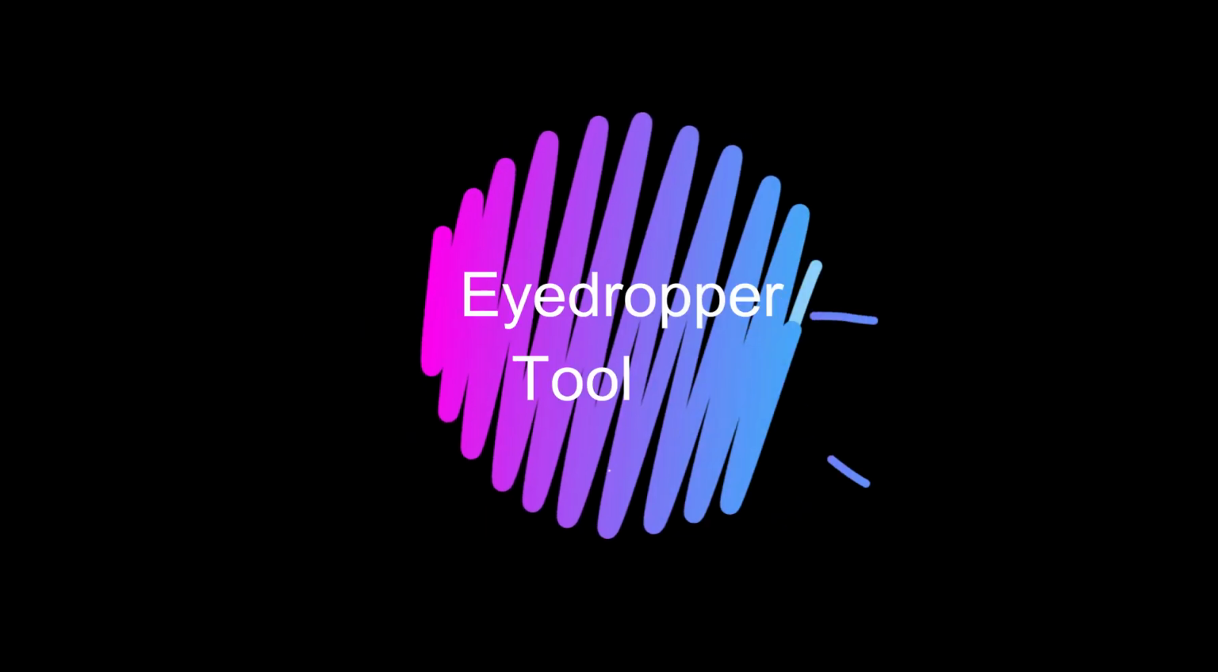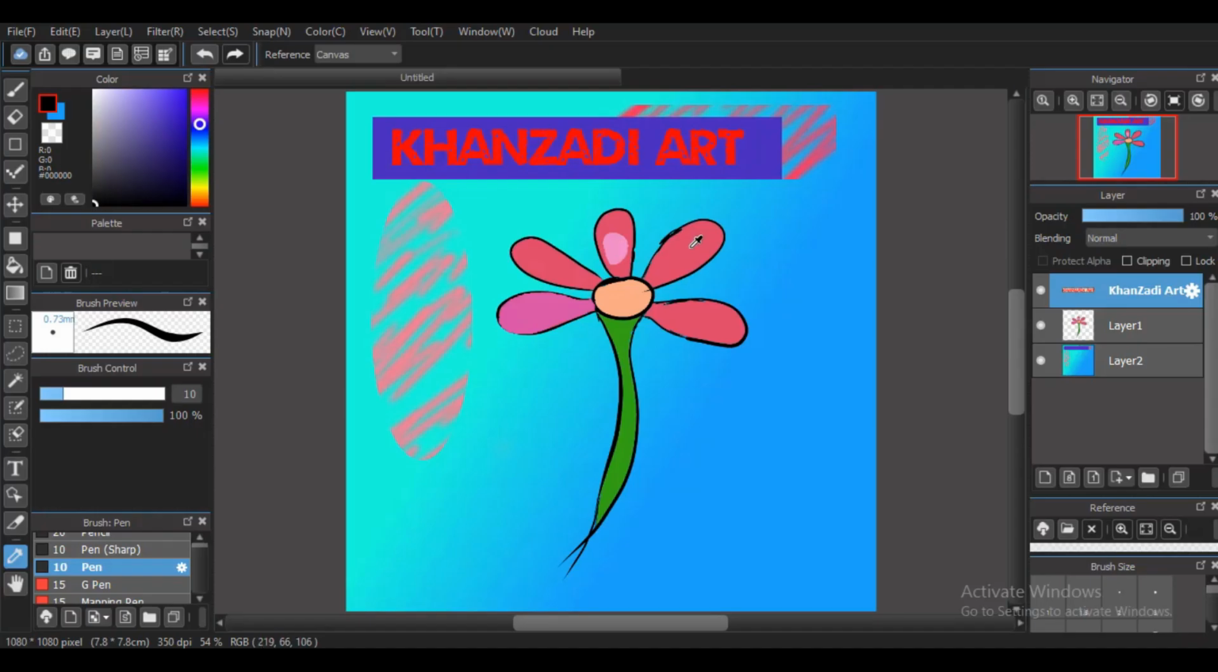Our next tool is the eyedropper tool. If you click a color area on the canvas, the color you clicked will become the foreground color in the color window. As you can see, we colored our flower with different colors, and with the help of the eyedropper tool, I can just select any color. With the eyedropper tool, you're not going to forget your color. You can easily get back to the color which you used before.